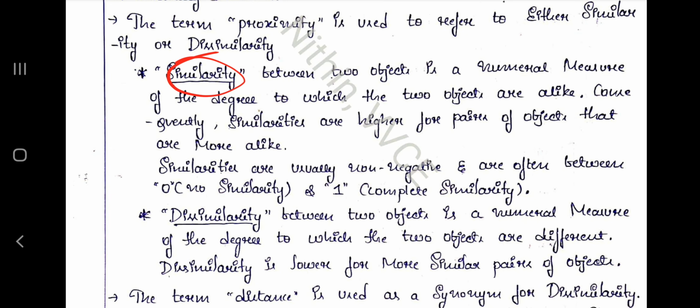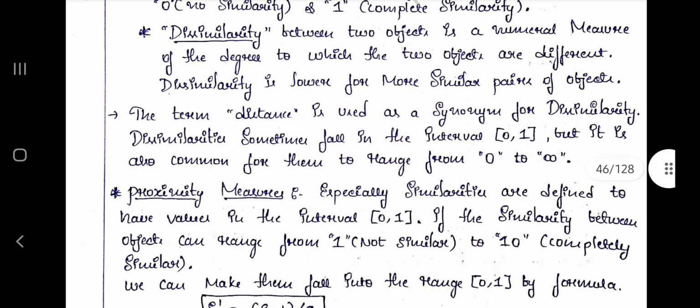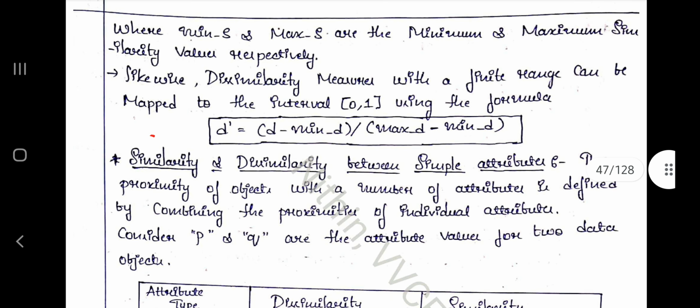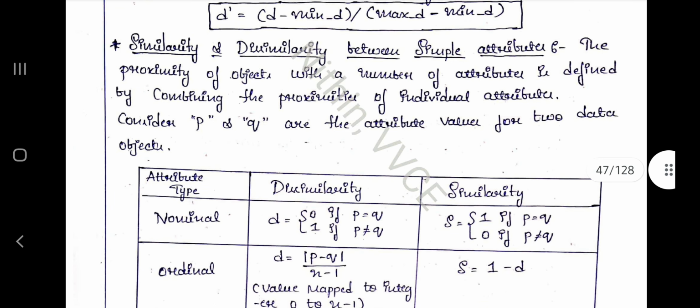Similarity means you will be having same things together, and it will be represented by 1 for very similar, 0 for not similar. In dissimilarity it's just the reverse: 0 means not dissimilar, 1 means very dissimilar. And there are some measures you will be using, like proximity measures. Proximity means closeness. This is one formula, another formula is here. So just briefly go through the formulas. I'll tell you the important formulas in a separate video, so we'll discuss that in detail.